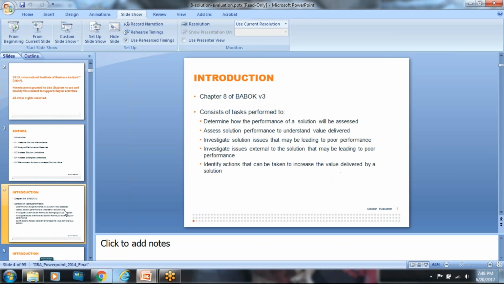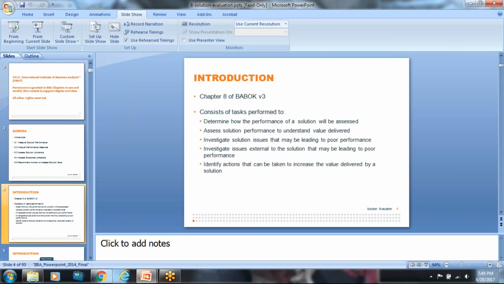So chapter 8, tasks performed to determine how the performance of the solution will be assessed. Assess solution performance: we want to understand the value. We want to investigate issues leading to poor performance. We want to investigate external issues leading to poor performance, meaning that I interpret that to say I've got a solution, and there's something outside of the immediate solution that's causing some issues. And identify actions that can be taken to increase the value delivered by the solution.